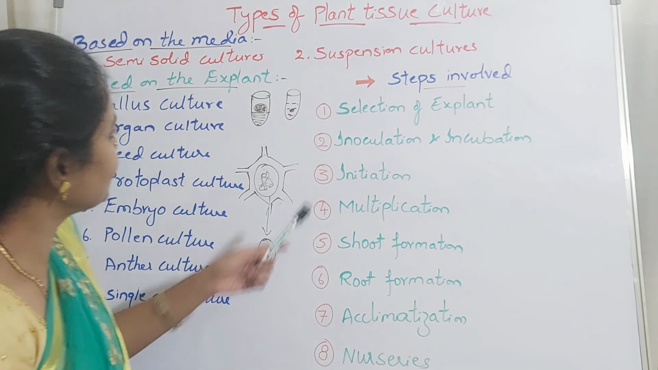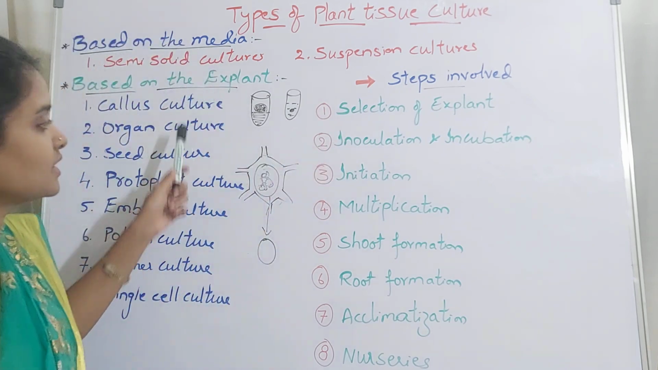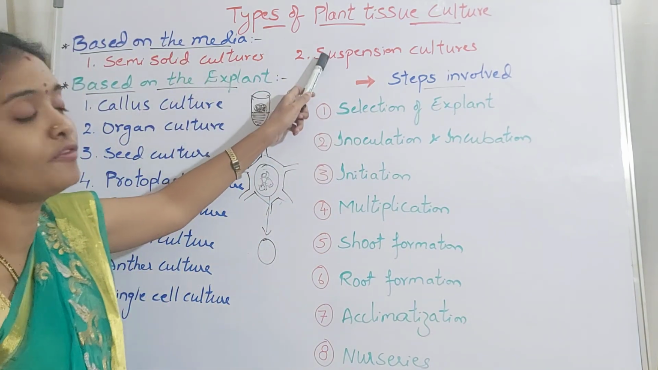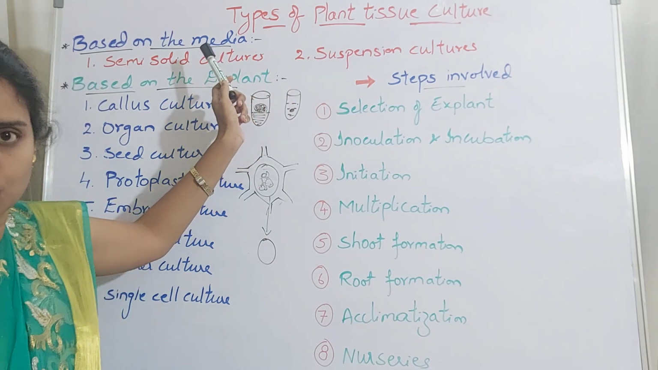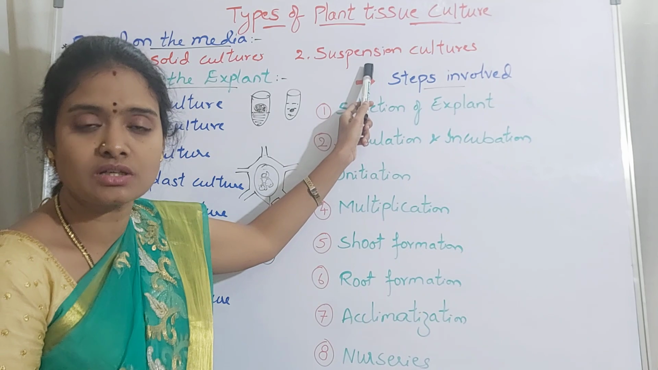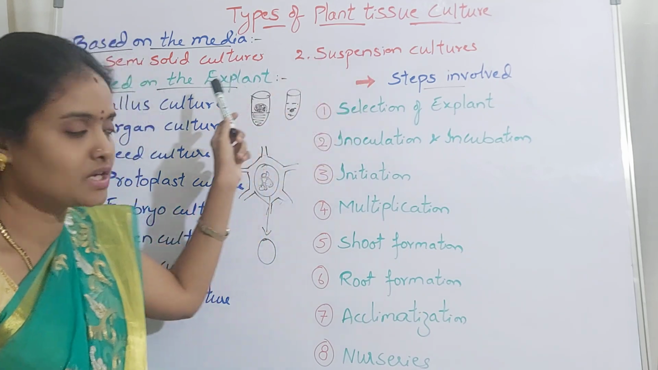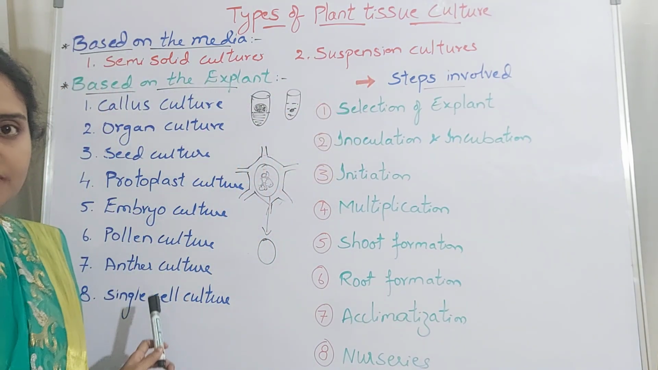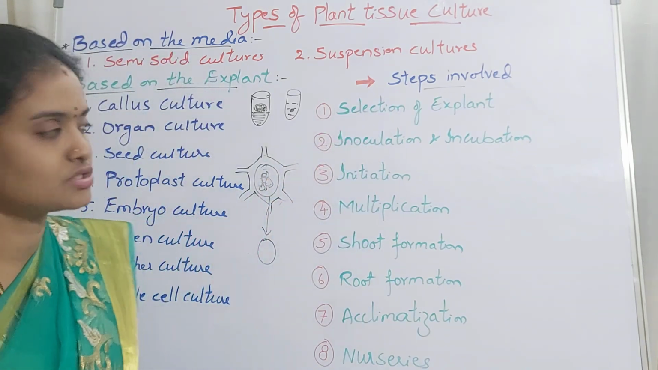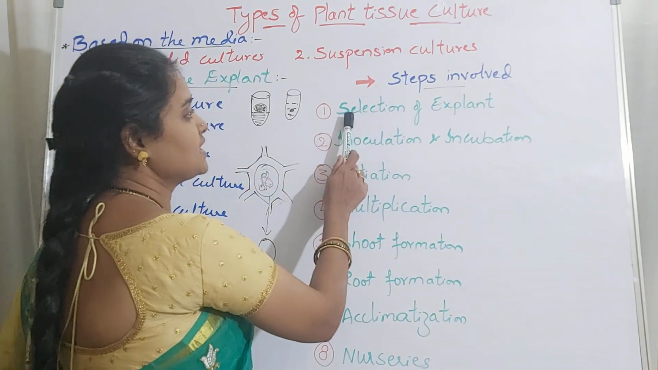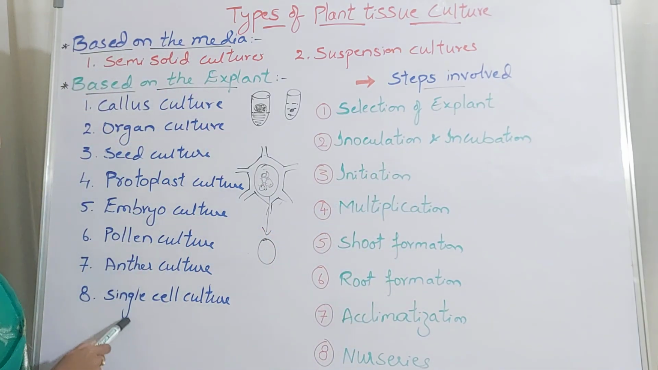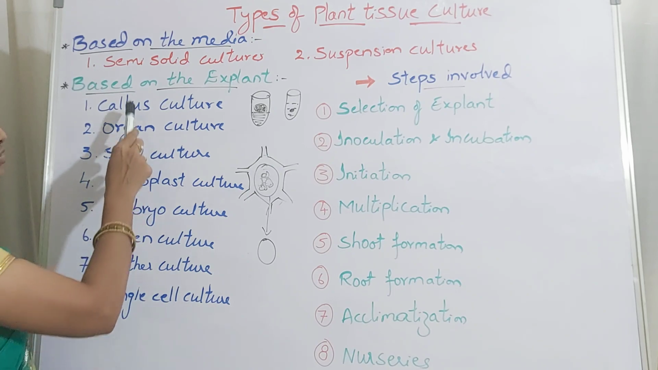So here, once you are selecting the explant, you are also selecting the type of culture you have to do, either a semi-solid or a suspension culture. You are going to select based on the explant used, right? So let us see what are the steps involved in plant tissue culture. The first step is selection of the explant: which part of the plant you are going to culture.